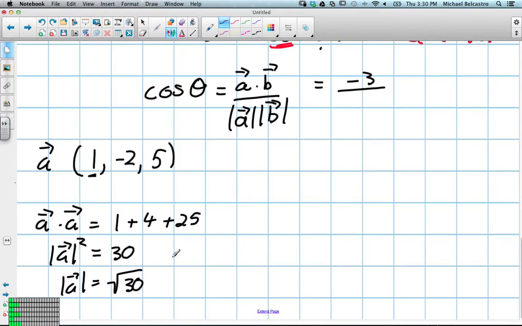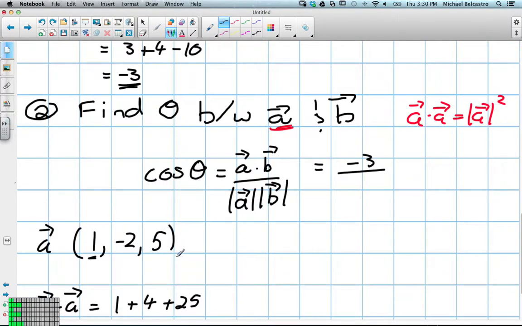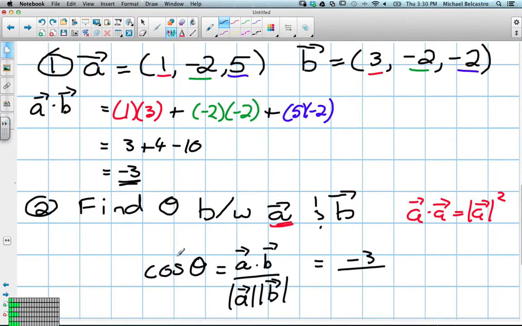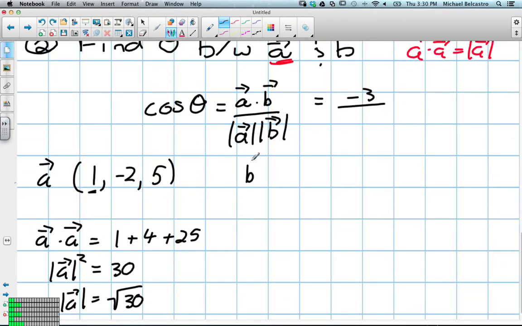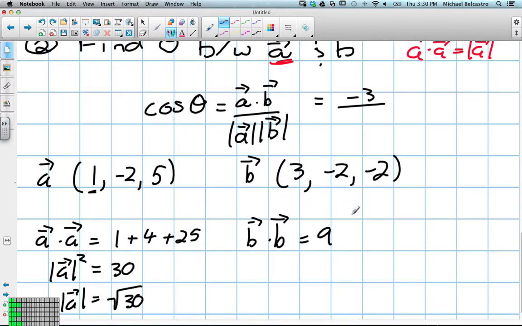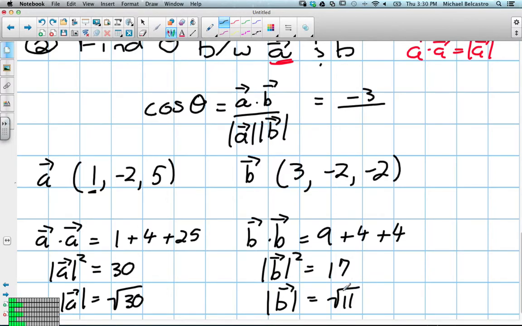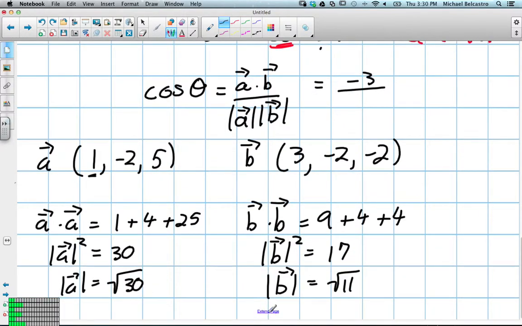So we'll do it again with B. It's 3, -2, and -2. Same idea. We do B dot B is equal to 3 squared, which is 9, -2 squared, which is 4, and 4. So the magnitude of B squared is equal to 17. So the magnitude of B is root 17. So now we have enough information to find the angle between the two.